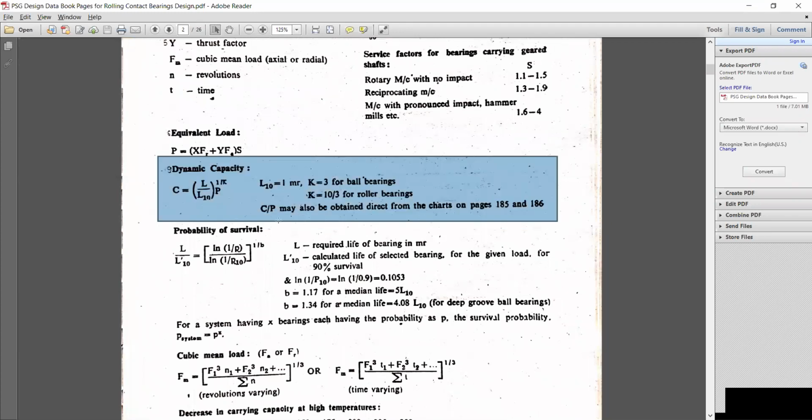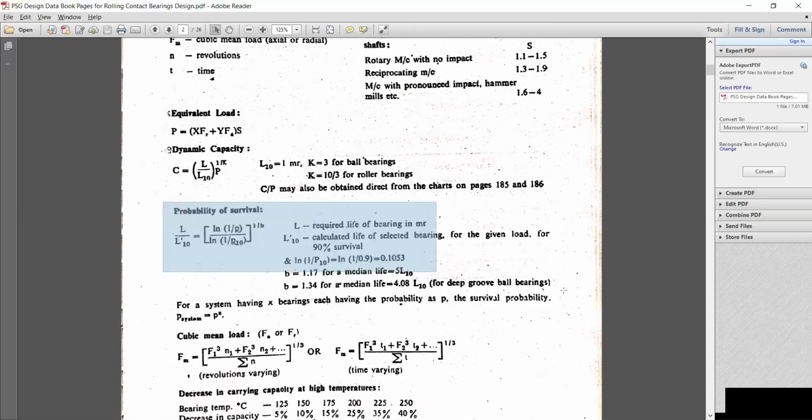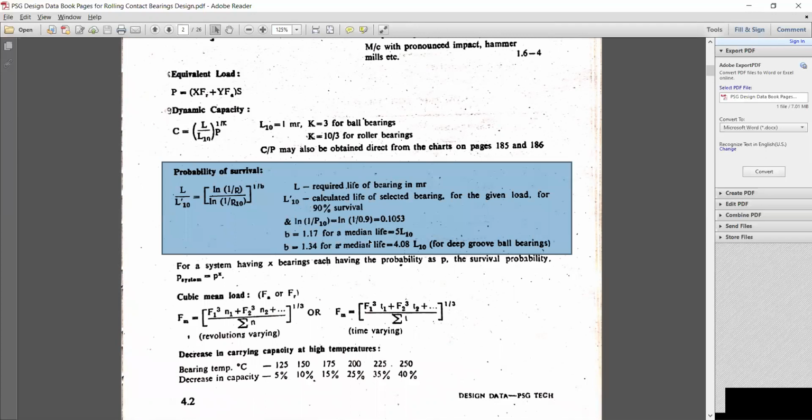In this equation the value of L is nothing but the required life, whatever life is required for a bearing, and L10 is 1 million revolutions. For 90% probability of survival, whatever value is required is provided over here. You can also find the value for 98% probability of survival. So there are two conditions provided, and the equations are also given.